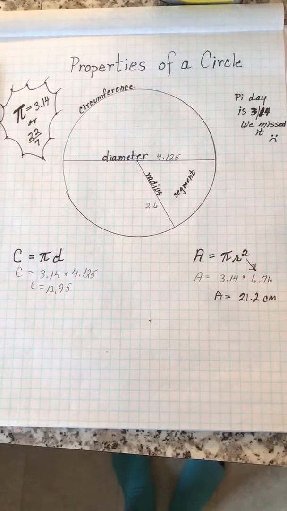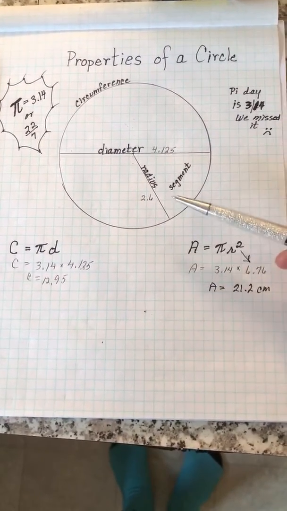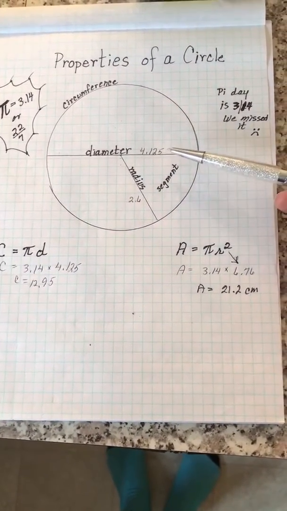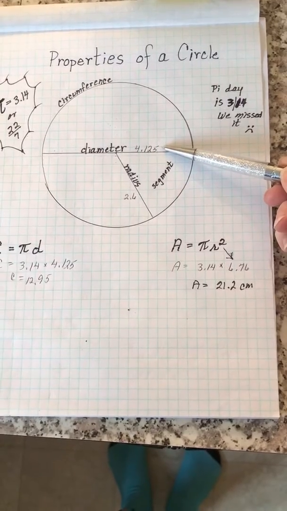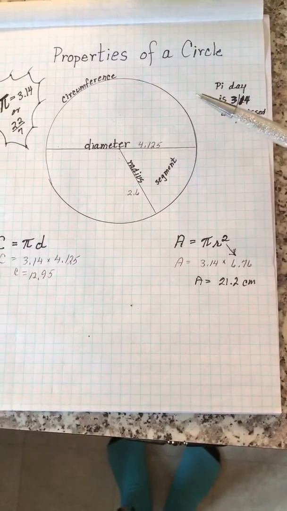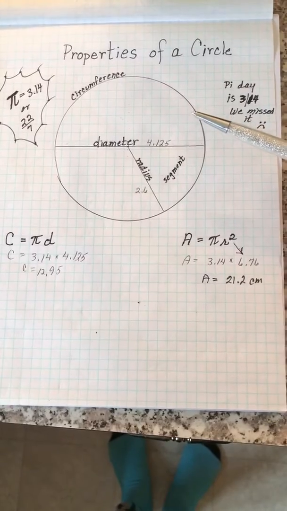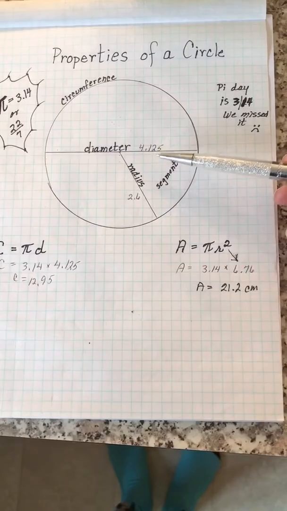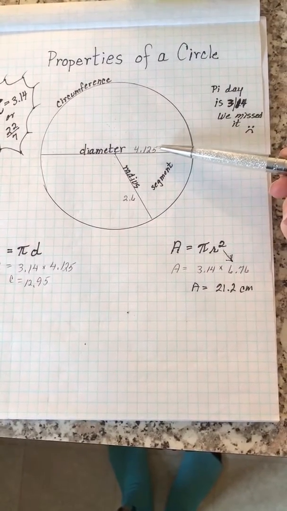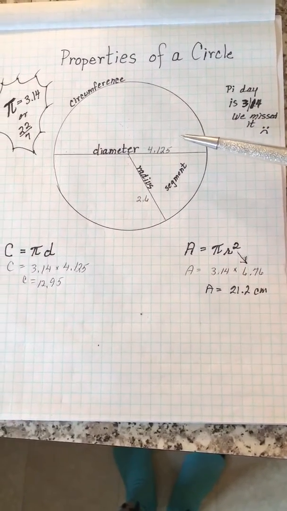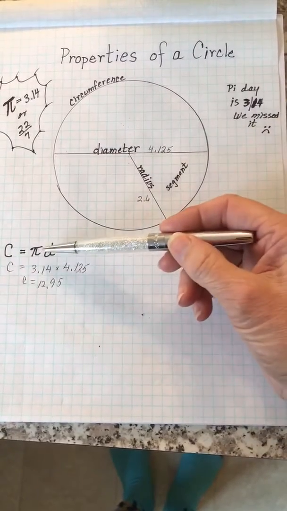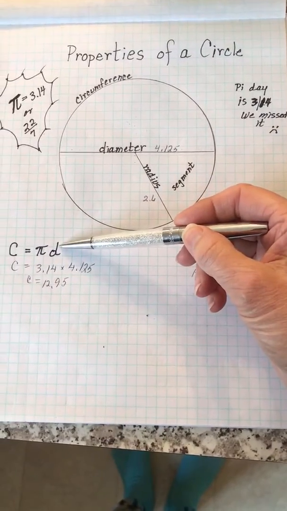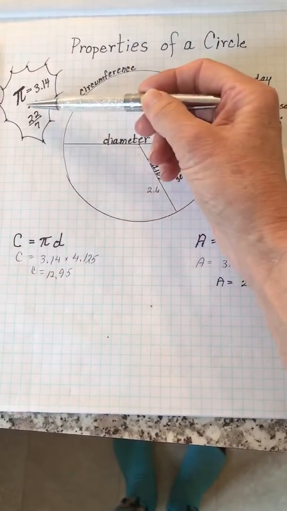Our first one is finding the circumference of this circle. I measured the diameter, and it came out to be 4.125, which is 4 1/8 inch. And the radius, which we're not using yet, I'll talk about a little bit later, but the diameter is 4.125 inches. That's the only figure we need because we already have our rule: circumference equals pi times the diameter. We already have our magic feature, which is pi.